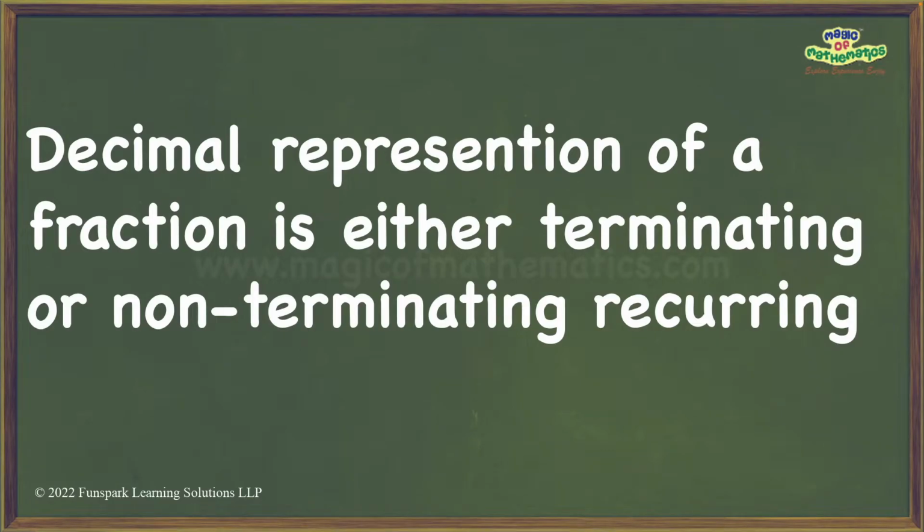The decimal representation of a fraction is either terminating or non-terminating recurring. What does this mean? In this video, I will examine this using a couple of examples. The first example I'll take up is the fraction 3 over 8. The value of 3 over 8 can be found by dividing 3 by 8. Let us go ahead and do this.